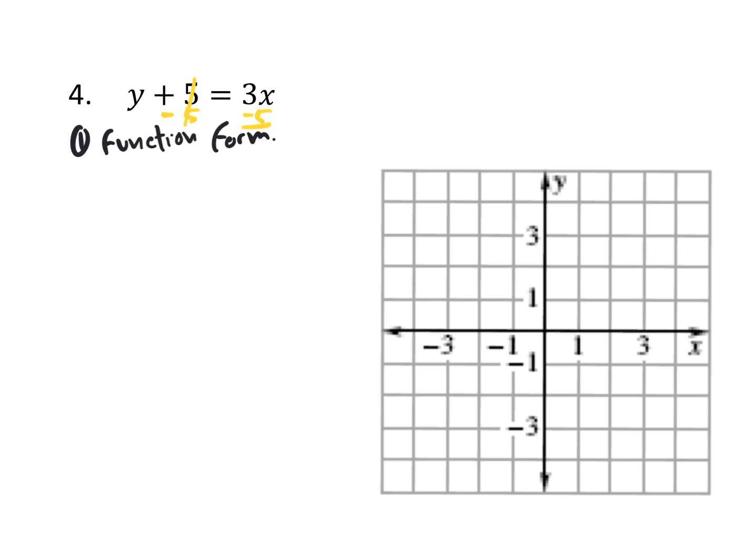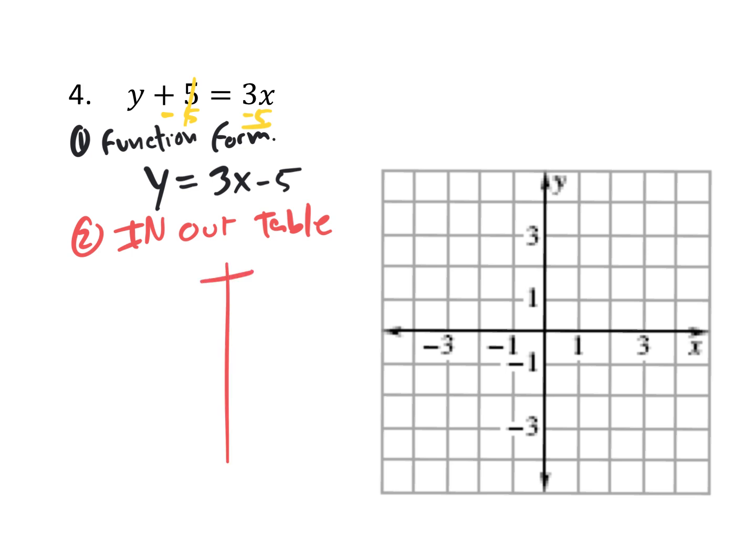So we're just going to rewrite it. We now have y by itself equals, and we're just going to rewrite this 3x minus 5. So here's our function form equation. Y equals 3x minus 5. Everybody's cool with that, right? Now, from there, step two is to make an input-output table, in-out table. And we know that an in and out table looks like this. The x's are your inputs, the y's are your outputs, okay?